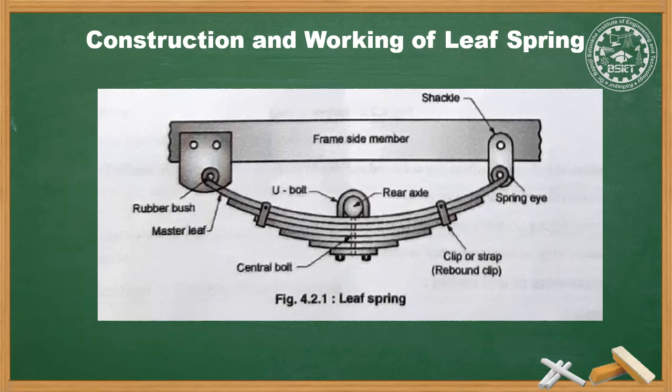The blades, or leaves, vary in length and are held together by a U-bolt passing through the center, acting as a beam of uniform strength. The spring is clamped to the axle housing by means of the U-bolt. The longest leaf is known as the master leaf and has its end formed in the shape of an eye through which the bolts are passed to secure the spring into the support. The eyes are attached with the shackle, provided with bushing of anti-friction material such as bronze or rubber.